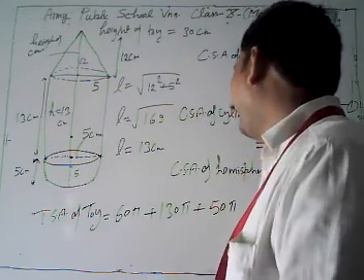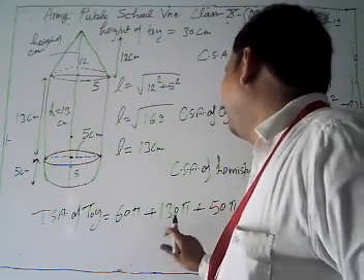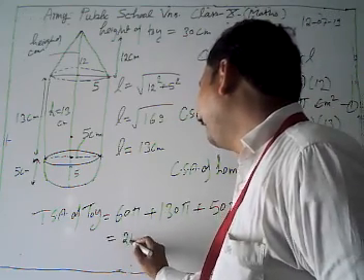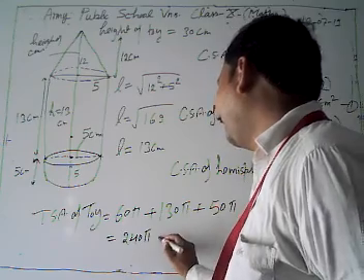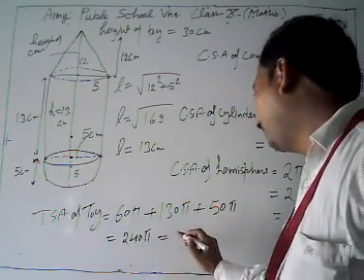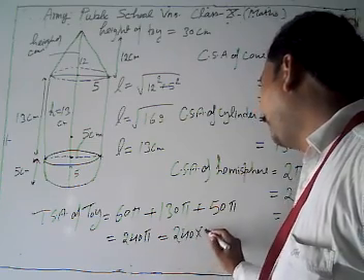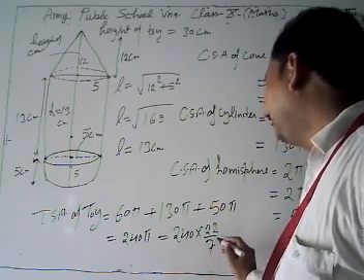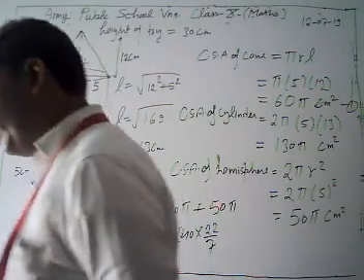And now what do we have? 60 plus 130 plus 50 is 240 pi centimeter square. Now we are going to put the value of pi there. Then what do we get? 240 into 22 upon 7. Now we are going to find out the value.